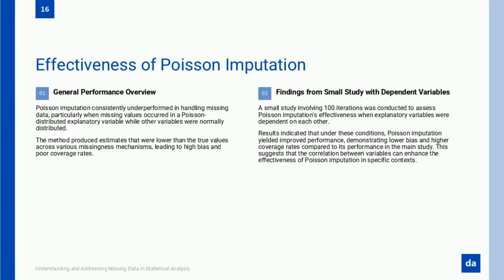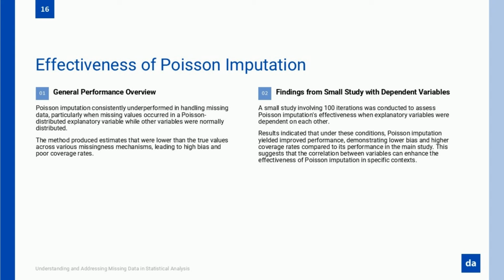Bias was lower, coverage rates were higher, and it seemed like maybe, just maybe, Poisson imputation had learned its lesson. But let's be real, this improvement wasn't a full redemption arc. It's more like the method barely passed its final exam after failing all the quizzes. Sure, it works better when variables are dependent, but do you really want to bet your analysis on a method with such a shaky track record?